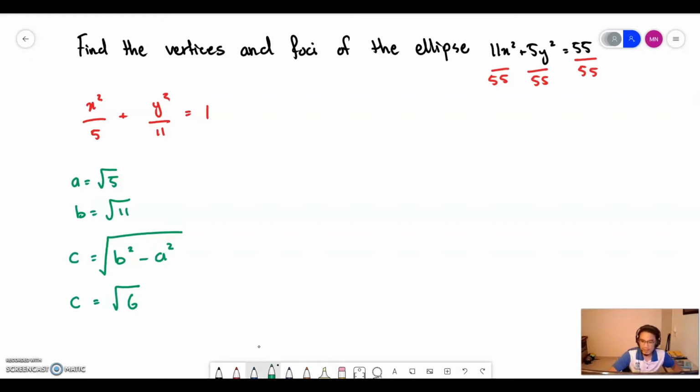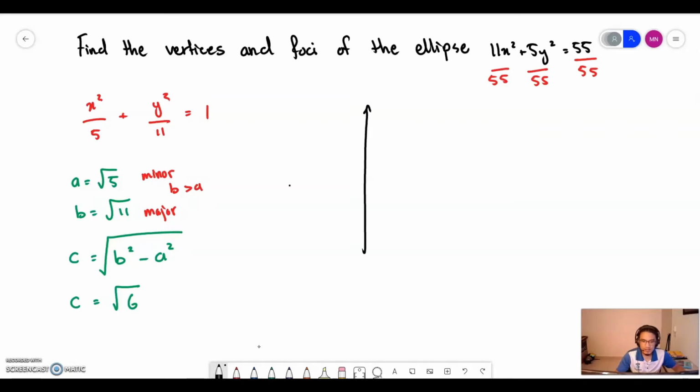Alright, so as we can see here, why do I use the equation of c equal to b square minus a square? Because the value of b is bigger than a. So here is the major and here is the minor. That means our ellipse is in the form of vertical ellipse. So that's why b becomes the major of the ellipse. Alright, so let's sketch the ellipse first.